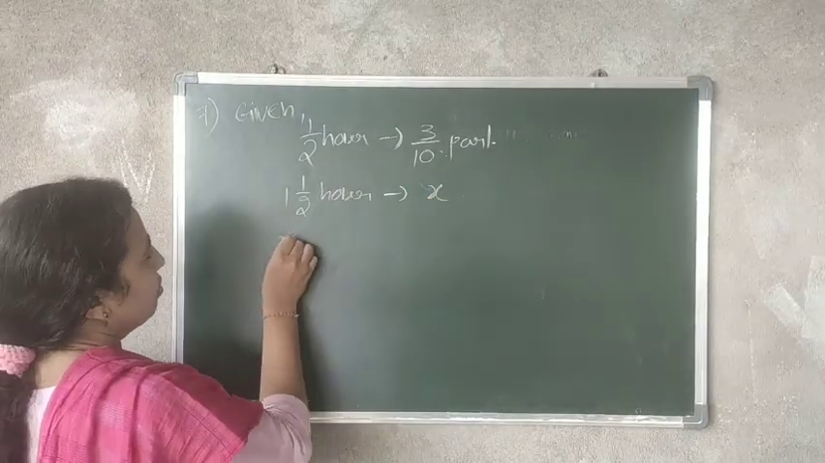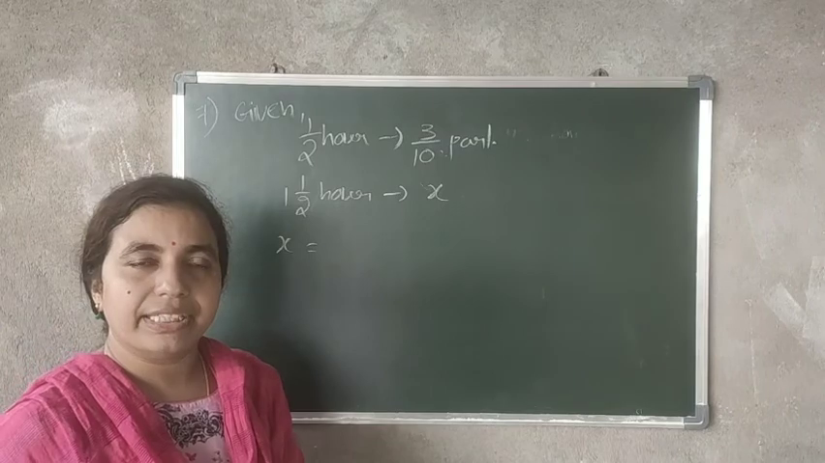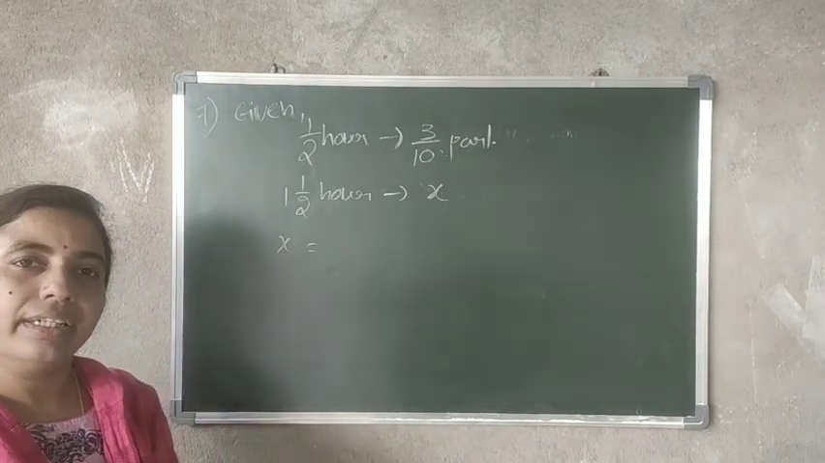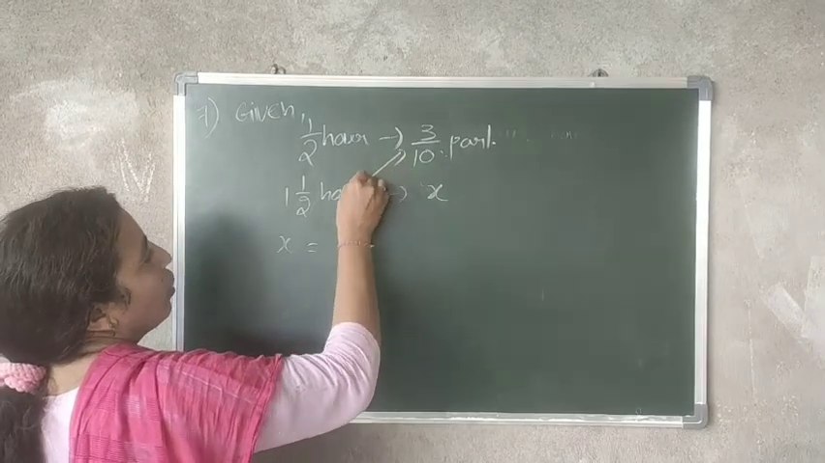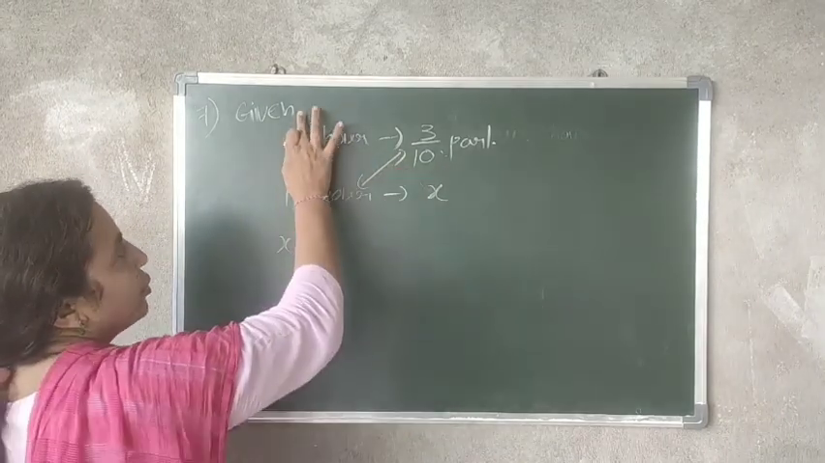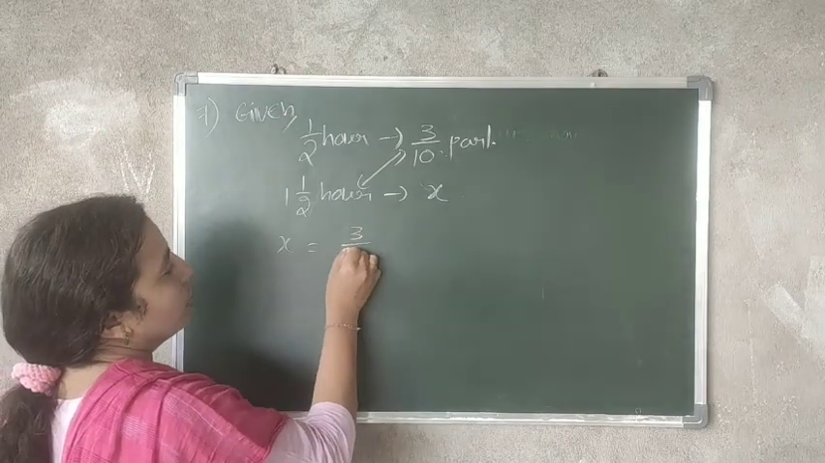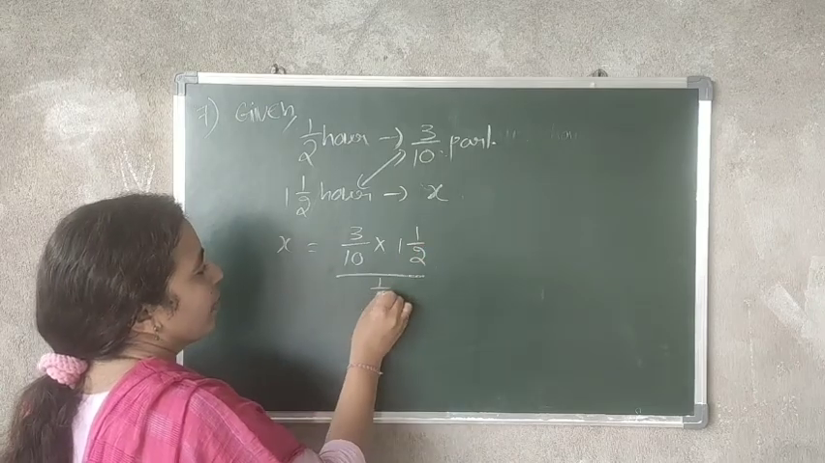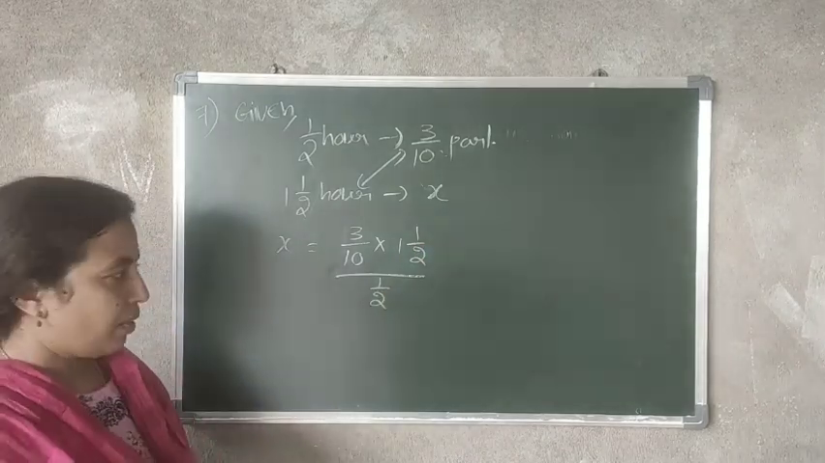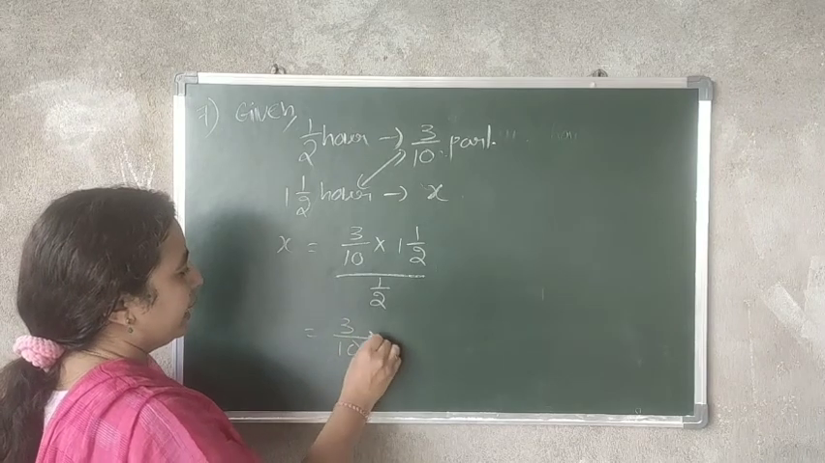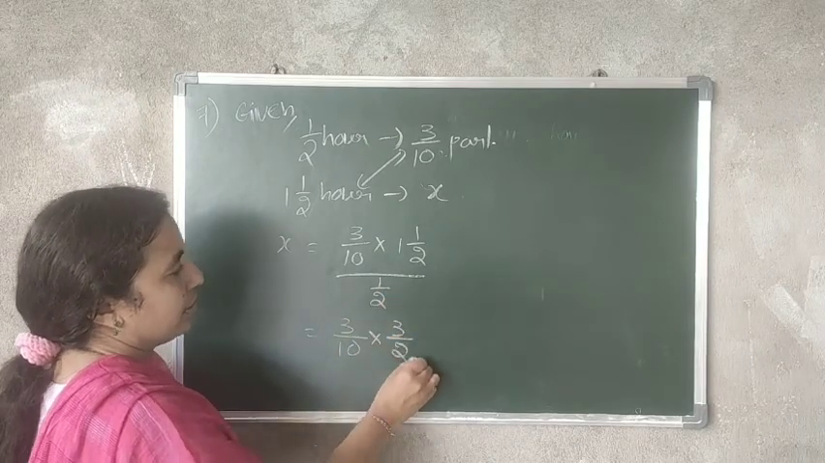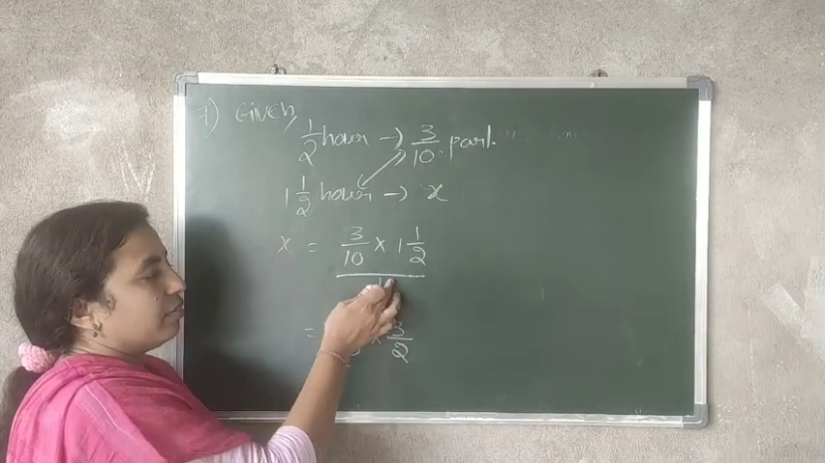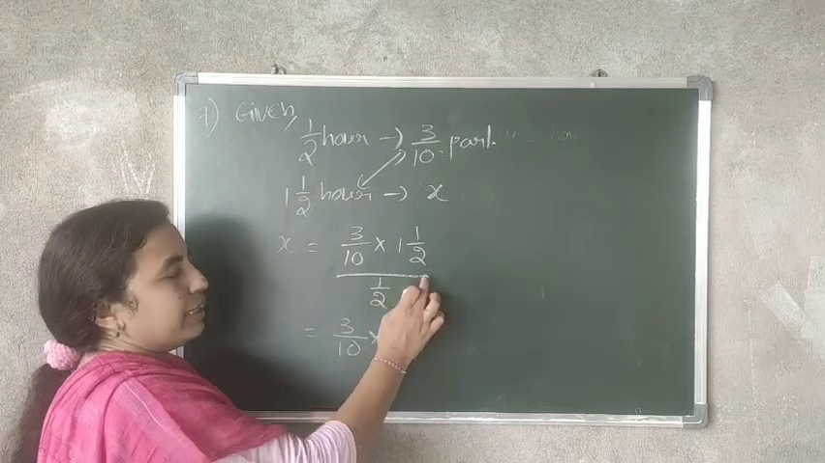So x is equal to, in 6th class we did direct proportion. When you have direct proportion, you should cross multiply and then divide. These two are cross multiplication, and with the remaining we should divide. So 3 by 10 into 1.5 by 1 by 2. Now 3 by 10 into 1.5 means 3 by 2. 2 ones are 2, 2 plus 1, 3. 3 by 2. And the denominator 1 by 2 means nothing but division.